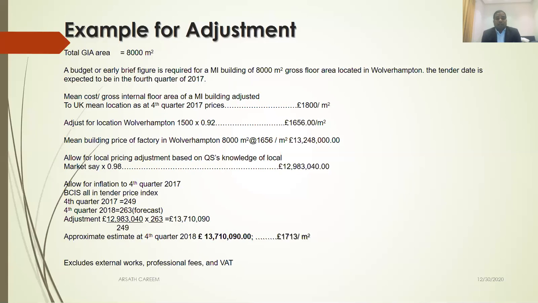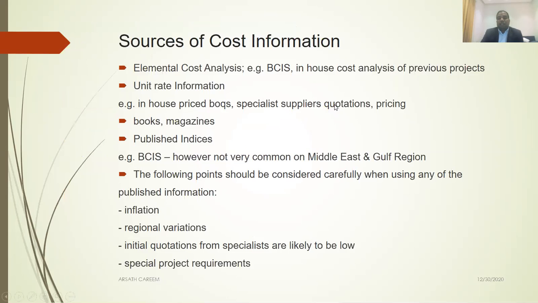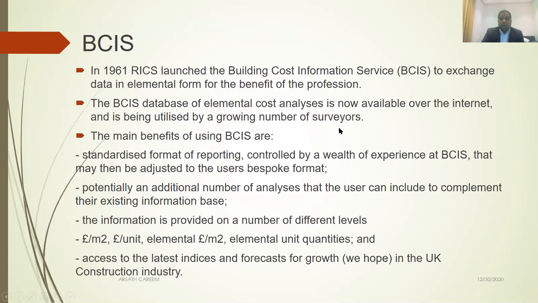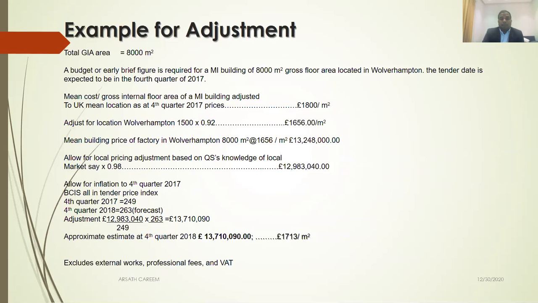So the case is you have to build 8,000 meters squared in the fourth quarter of 2017. For this cost, you have to open your BCIS price index. It shows here that for the UK, the mean for this period, fourth quarter of 2017, is 1,800 per meter squared.